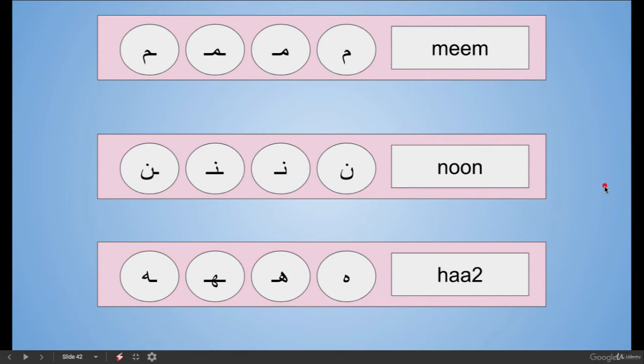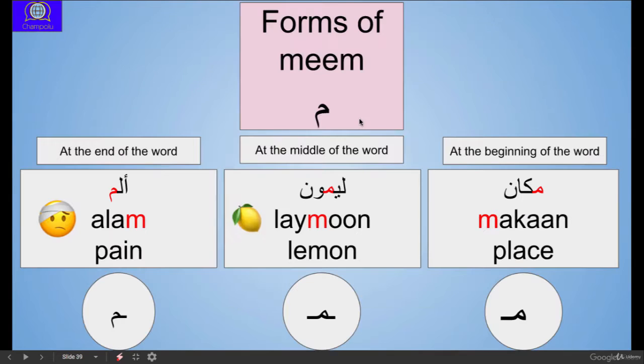Hello everyone, and welcome to our lecture today. In this lecture, we'll be talking about 3 new letters: the letter mim, the letter noon, and the letter ha.